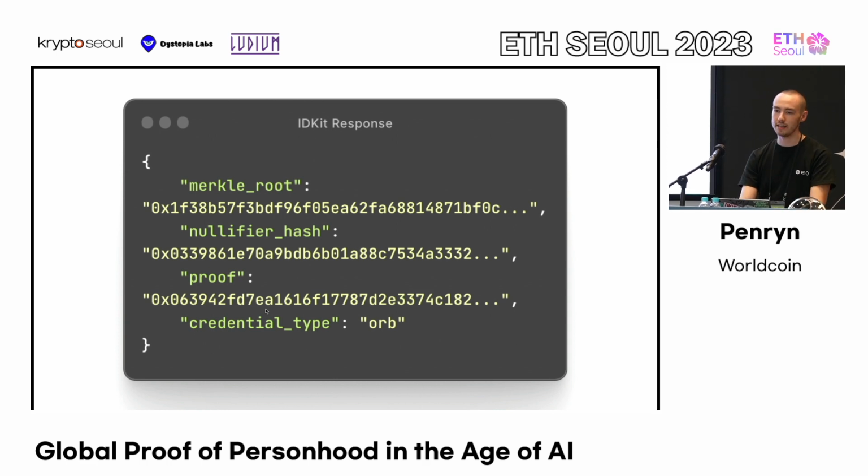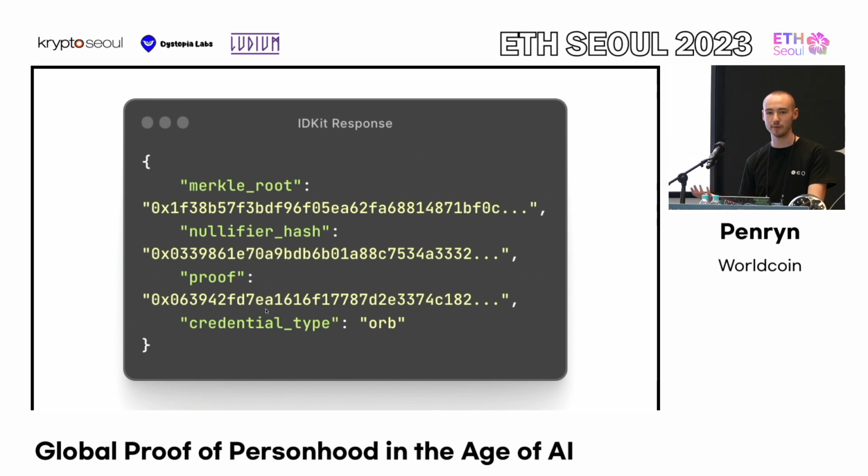Your Merkle root is saying which Merkle root that user has been validated within. The nullifier hash, again, is that unique identifier of that user and action combo. The proof is this very long hexadecimal string from Semaphore that actually is the zero-knowledge proof, and as well you get the credential type they're verified with. But you have to do something with this.